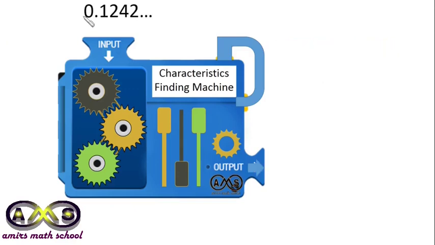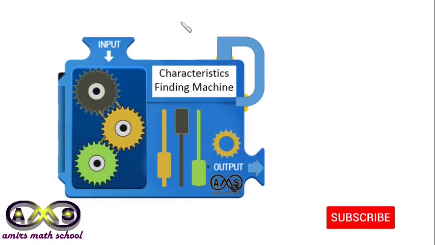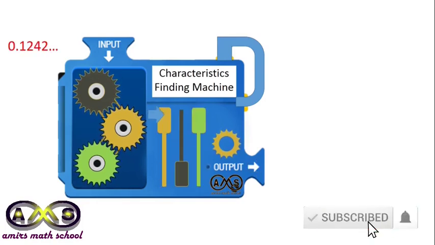Now we take a number, that is 0.1242 and dot dot dot. These three dots have a meaning in mathematics: this one is a continuous process. That is, after the decimal point, the decimal places keep coming and coming. So we take this number 0.1242 as input. After taking input, the machine starts processing and gives an output.